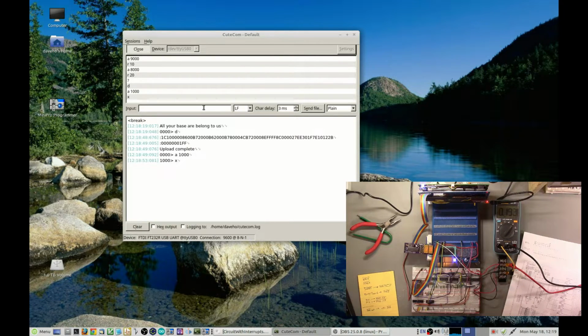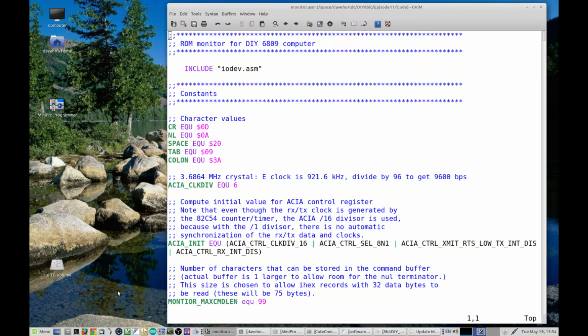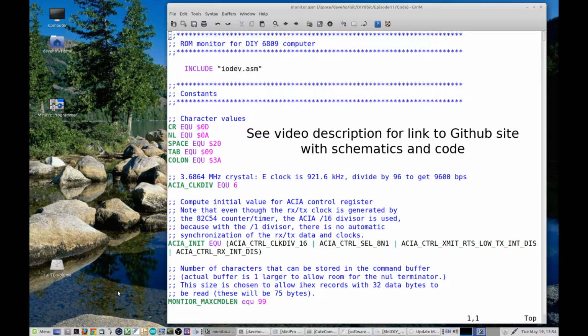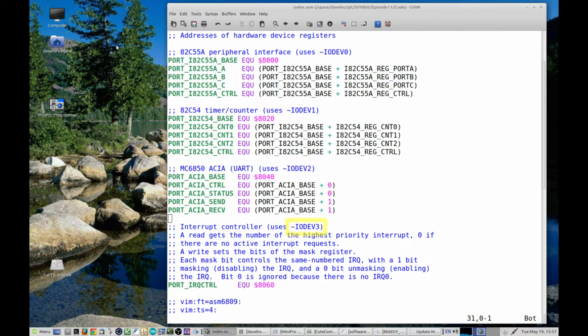All right, I think we are ready to try some actual interrupt handling. We're going to need to make some software changes, so that will be our next task. Let's discuss the software changes to the monitor program needed to support interrupts. I will discuss the changes at a high level, but you can read the source code on the GitHub site for full details. The IODEV3 signal is used as the chip select for the interrupt controller.